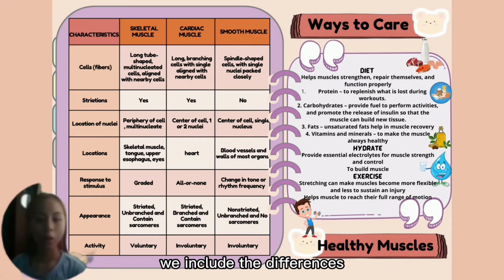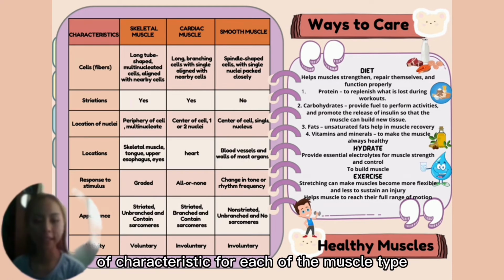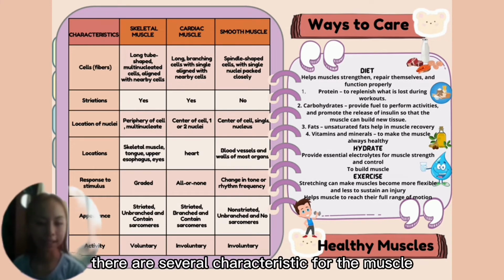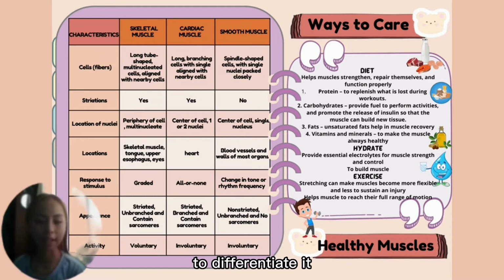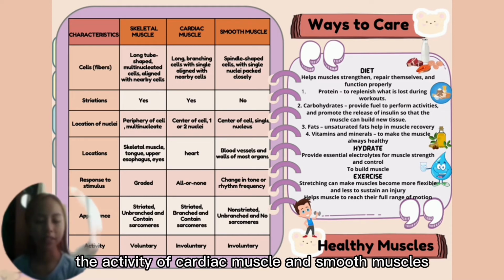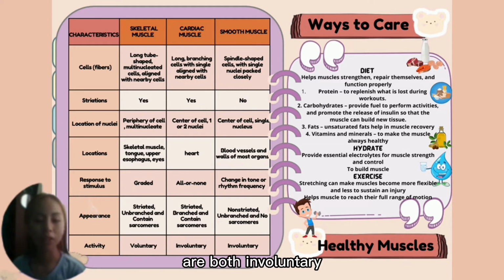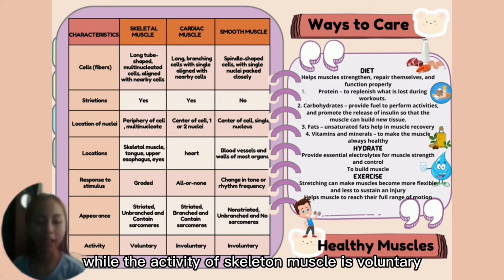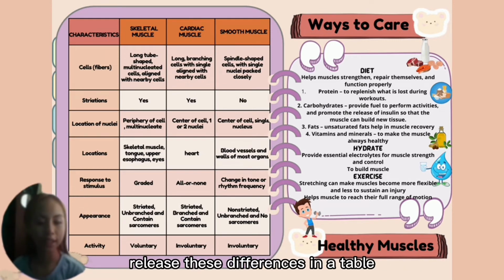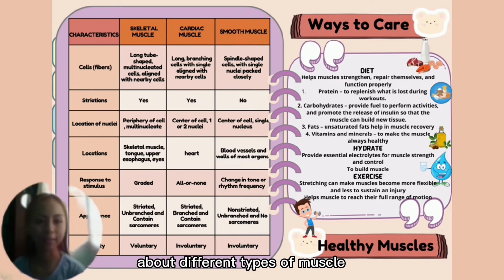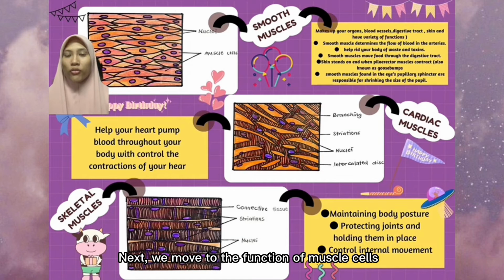In this card, we include the differences in characteristics for each of the muscle types. There are several characteristics to differentiate them. For example, the activity of cardiac muscle and smooth muscle are both involuntary, while the activity of skeletal muscle is voluntary. We list these differences in a table to make it easier for children to get the information about the different types of muscle. Next, we move to the function of the muscle cells.